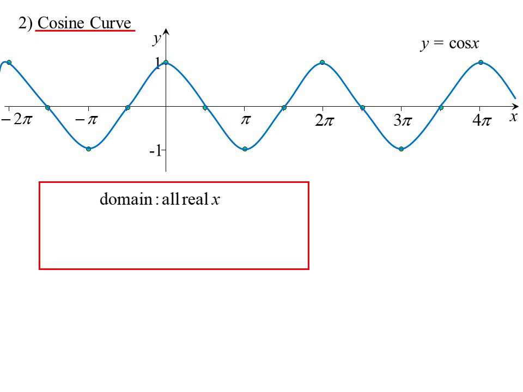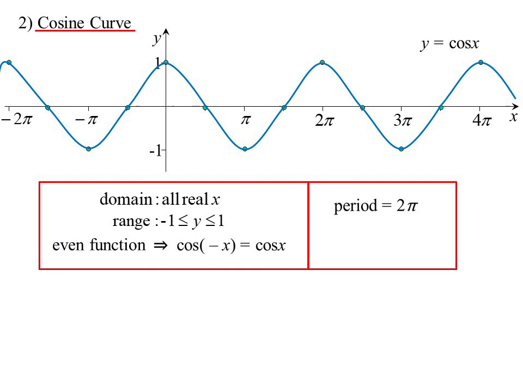As it is the same curve, domain is the same, all real x, range is the same, but this one is an even function. We've got that reflection symmetry. Therefore, we could use this feature: the cosine of negative x is equal to the cosine of x. Period is also 2 pi, amplitude stays at 1.